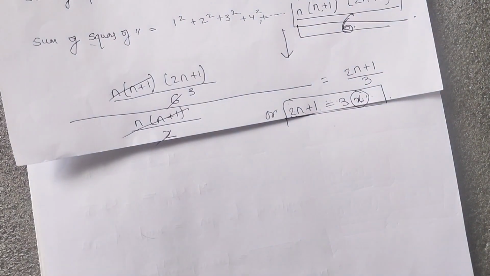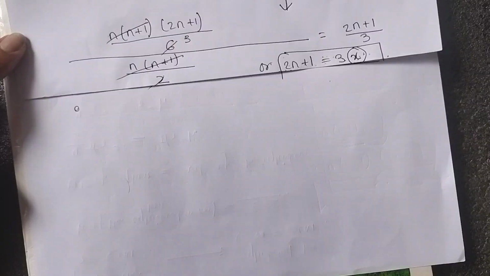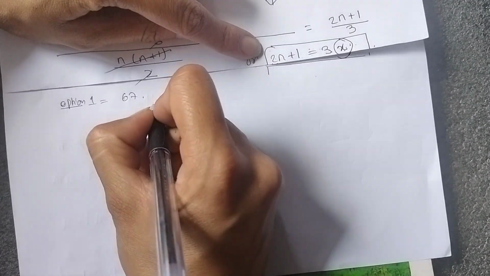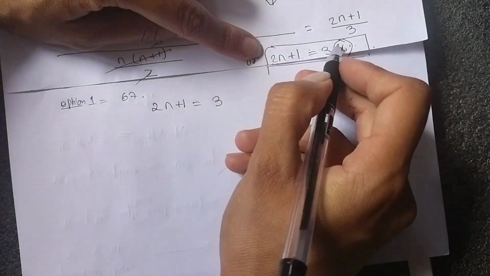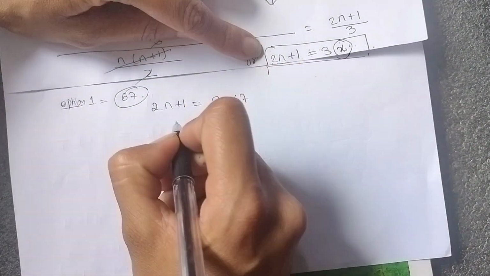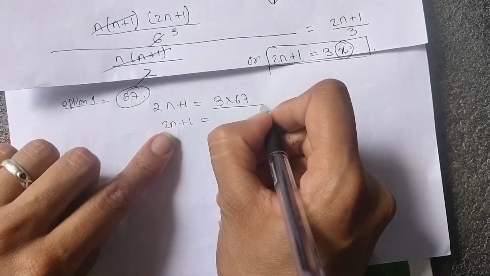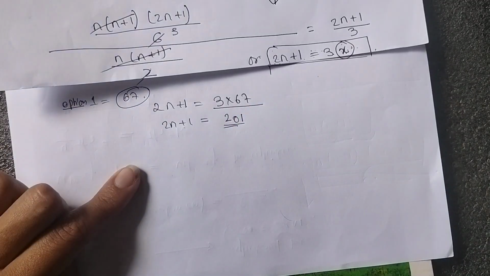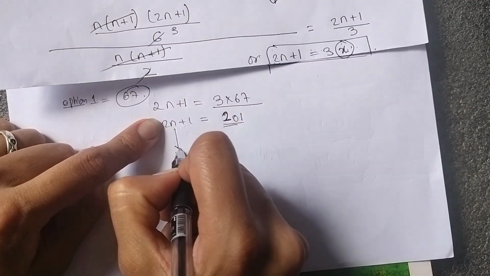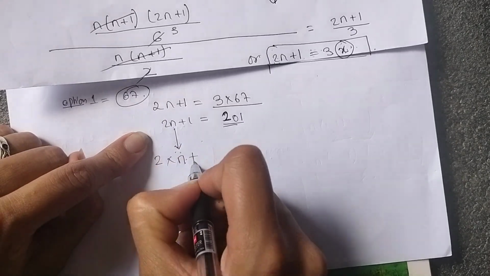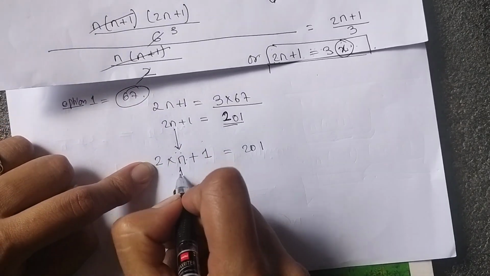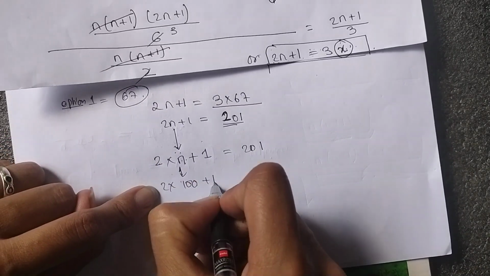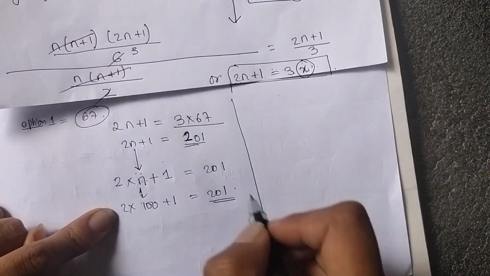Let us move to the options. Let us take the first option, that is 67. 2n plus 1 is equal to 3x. So this x can be 67. So 2n plus 1 is equal to 3 into 67, which is 201. What they have asked is, can there be any n which, if multiplied with 2 and added 1, will be equal to 201. Suppose this n is 100, then 2 into 100 plus 1 will be 201. So this option 1 is wrong.